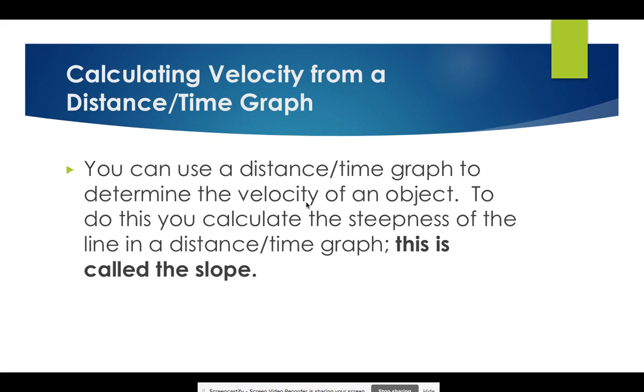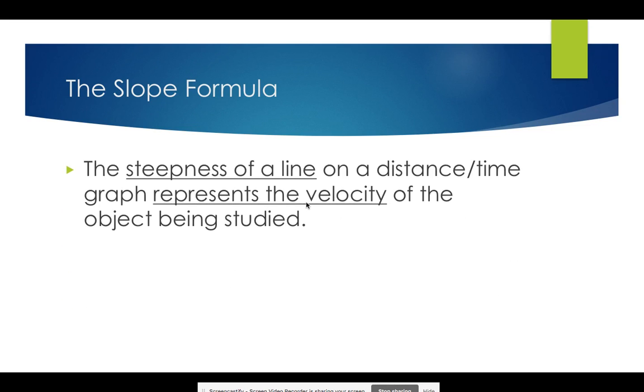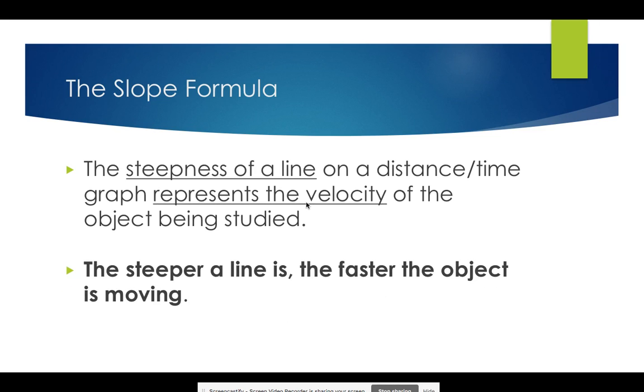So you can use distance time graphs to determine the velocity of an object. To do this, you calculate the steepness of the line in the distance time graph. And this is called slope. You may have remembered this from math class. The steepness of a line on the distance versus time graph represents the velocity of an object being studied. So the steeper the line, the faster the object is actually moving.